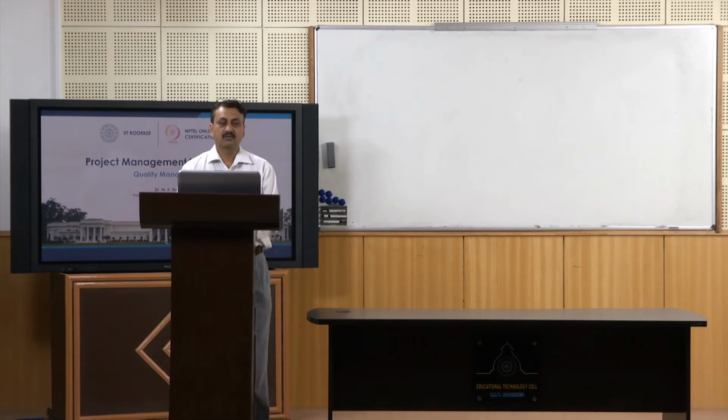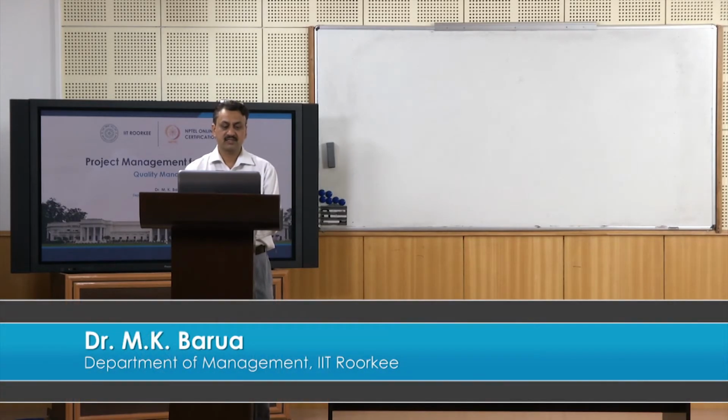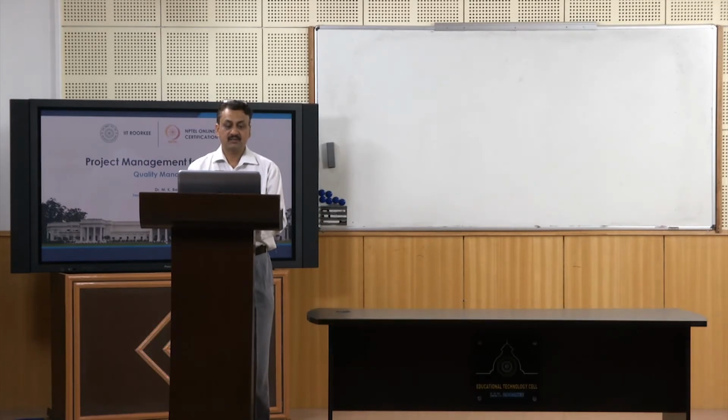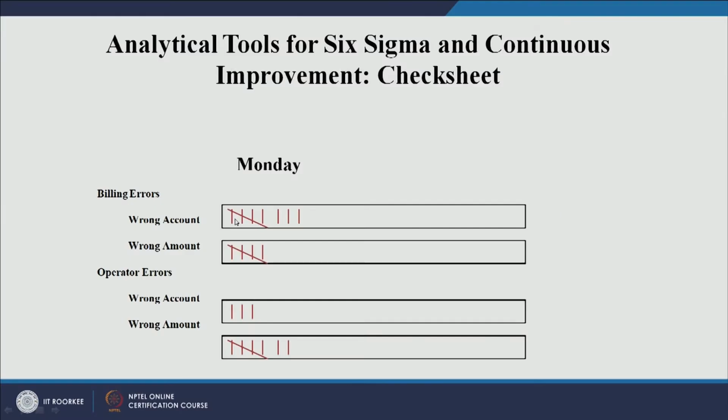There is an important tool called the check sheet. A check sheet is basically a tool to collect data, and it's a very simple tool. Let's say you want to find out how many billing errors have happened because of wrong amount. On Monday, how many errors have happened? So 1, 2, 3, 4, 5 and 3. This is nothing but a tally chart, right? Similarly, operator errors can be due to again 3 and here again 7, right?